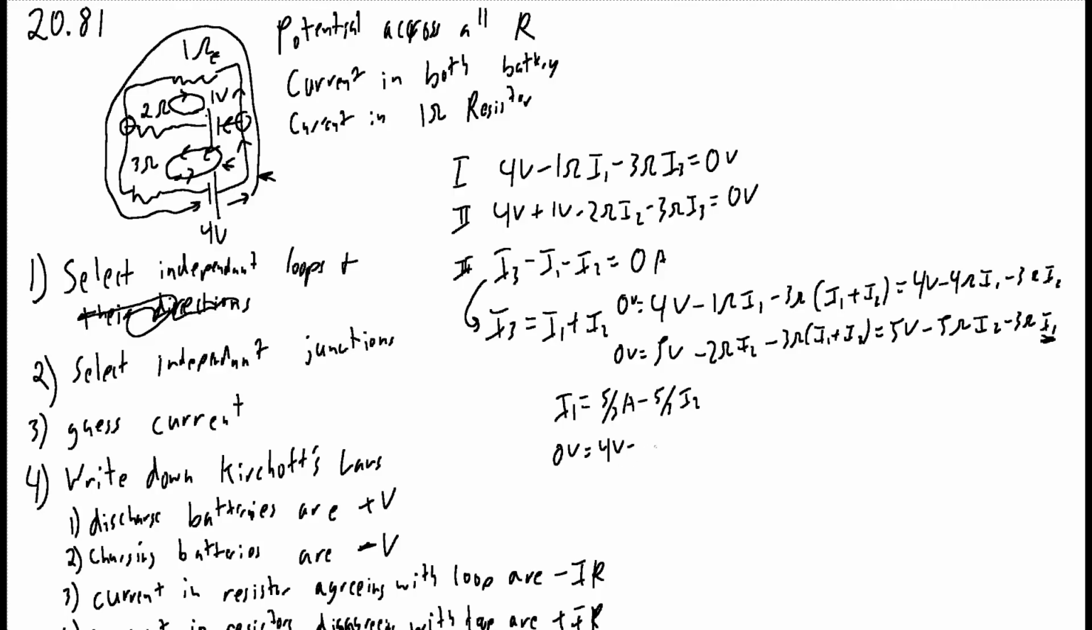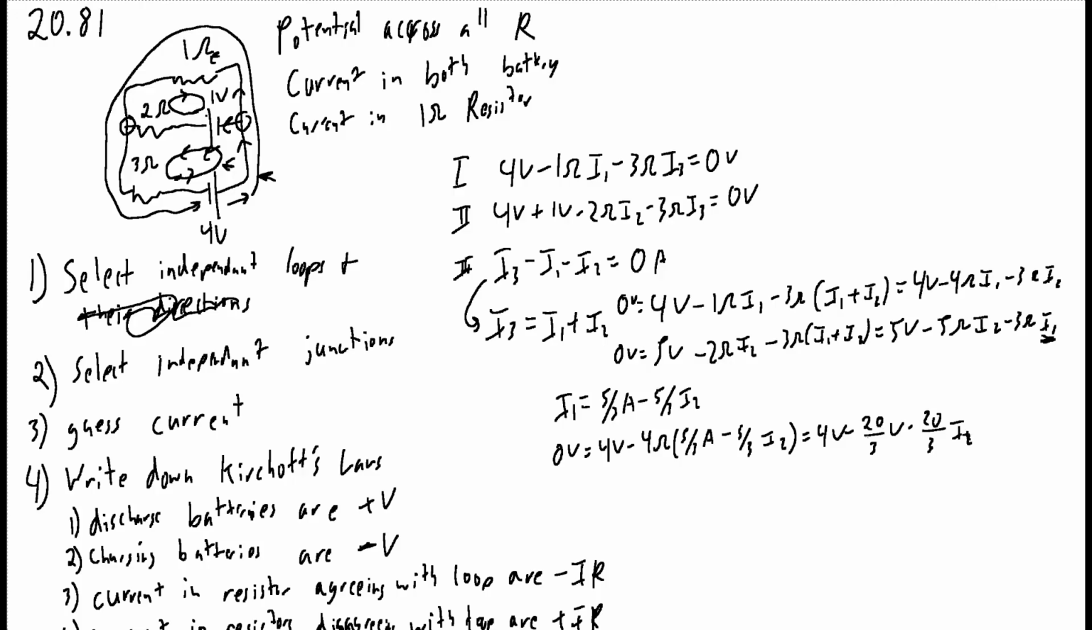Minus, what was it? 4 ohms times these here, that's 5/3 amp minus 5/3 I2. And now I need to expand that out. So that's 4 volts minus 4 times 5 is 20, 20 thirds volts. Yep, that's a volt there. Minus 20 thirds I2.